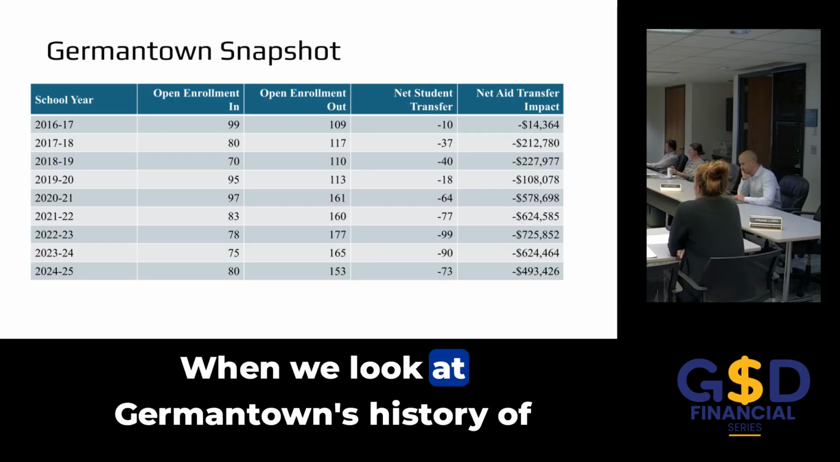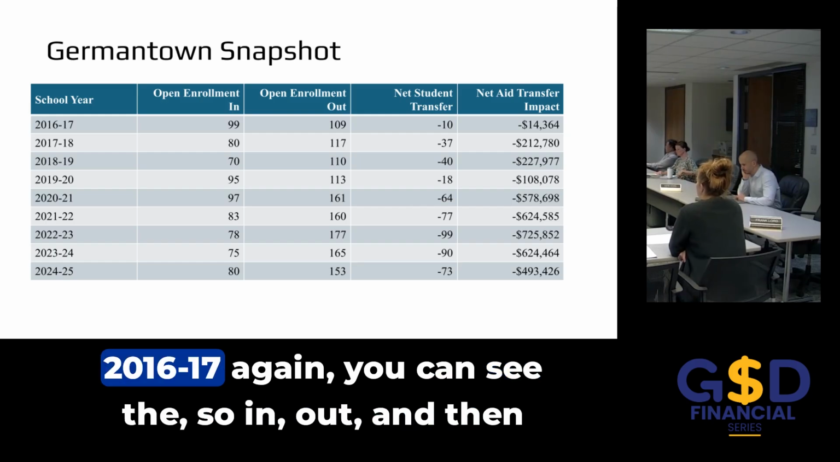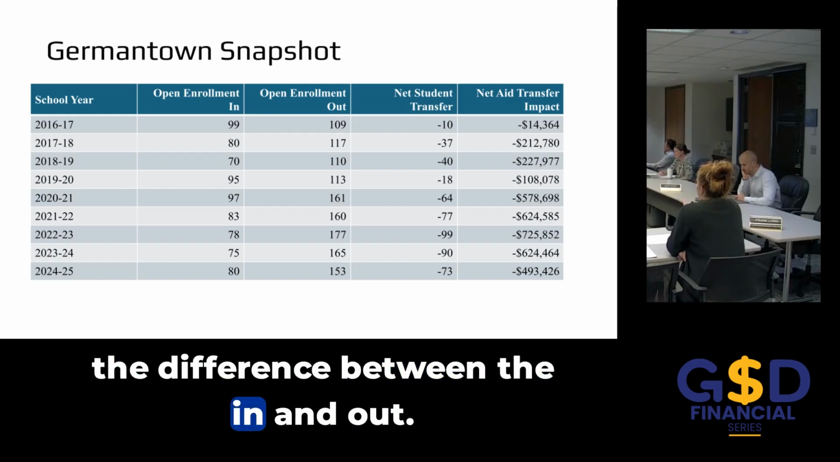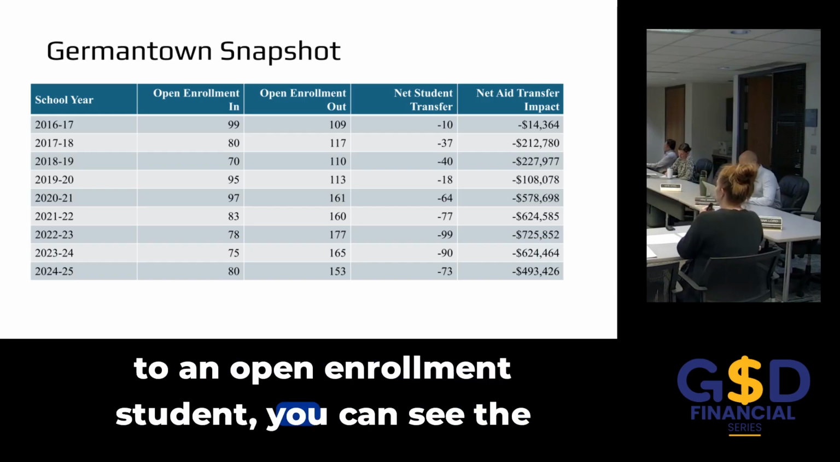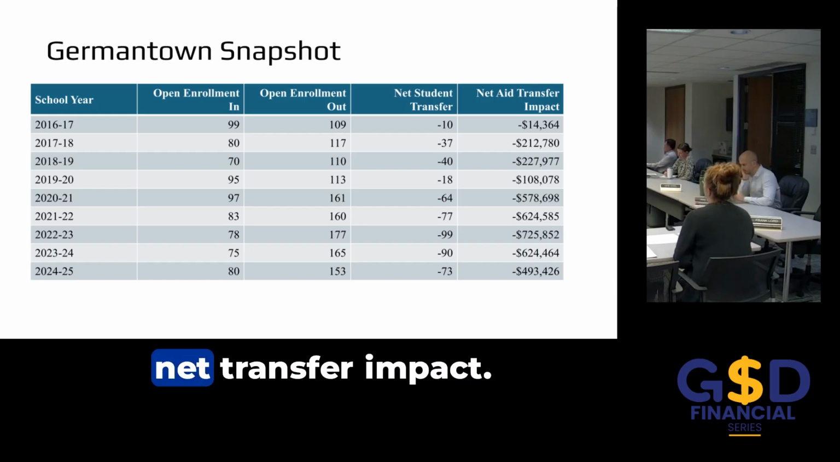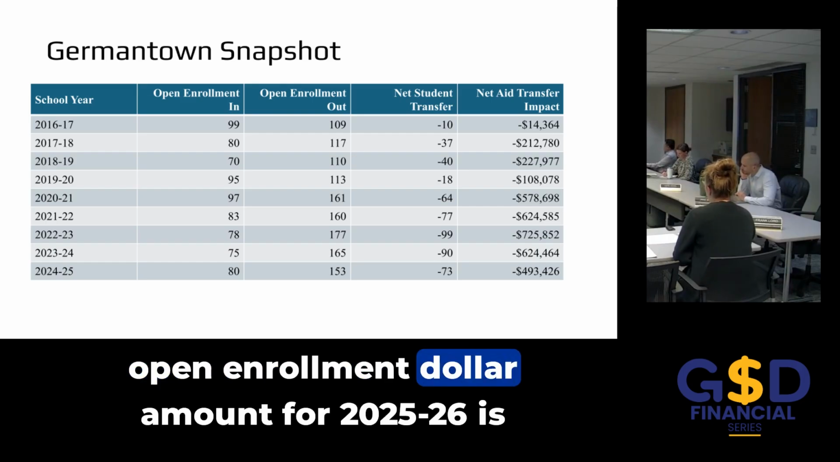When we look at Germantown's history of open enrollment in versus out, going back to 16-17 again, you can see the in, the out, and then the difference between the in and out. And then based on the dollar amount that is tied to an open enrollment student, you can see the net transfer impact.